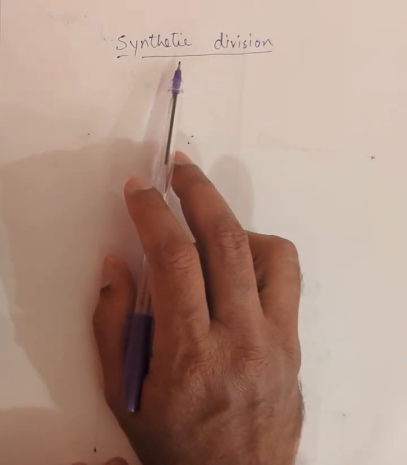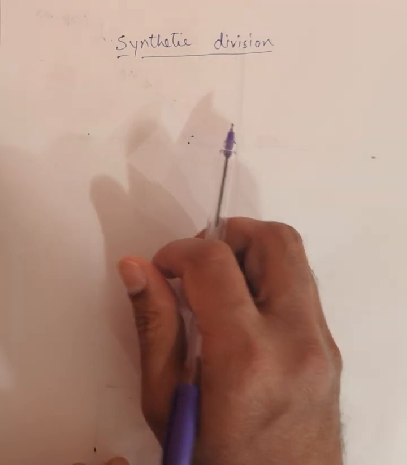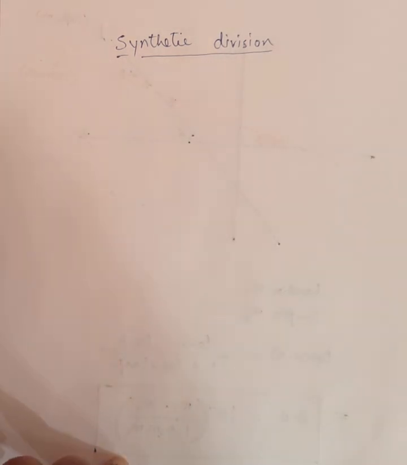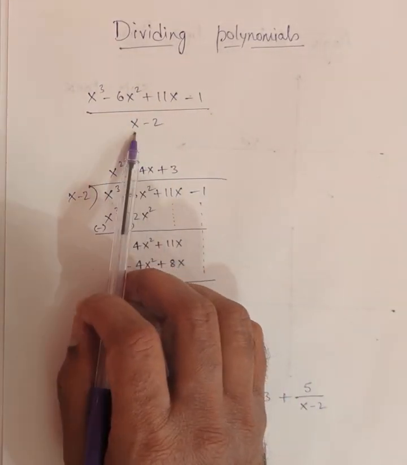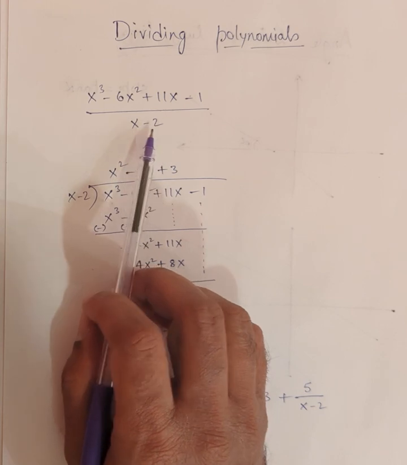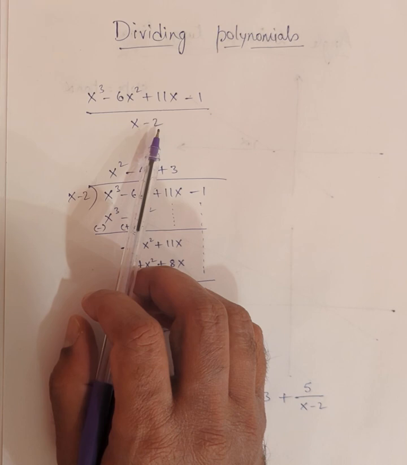Synthetic division works only if your divisor is a linear polynomial, which means your divisor should look like either x minus some number or x plus some number. In that case, synthetic division will work.